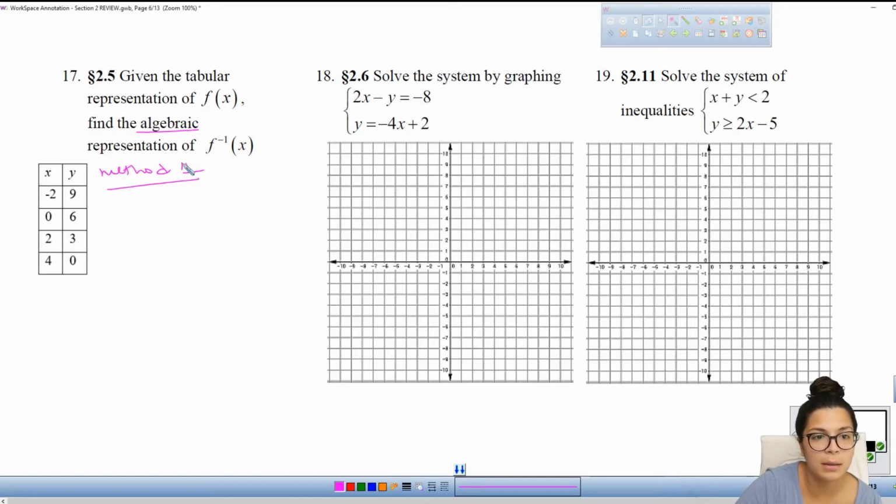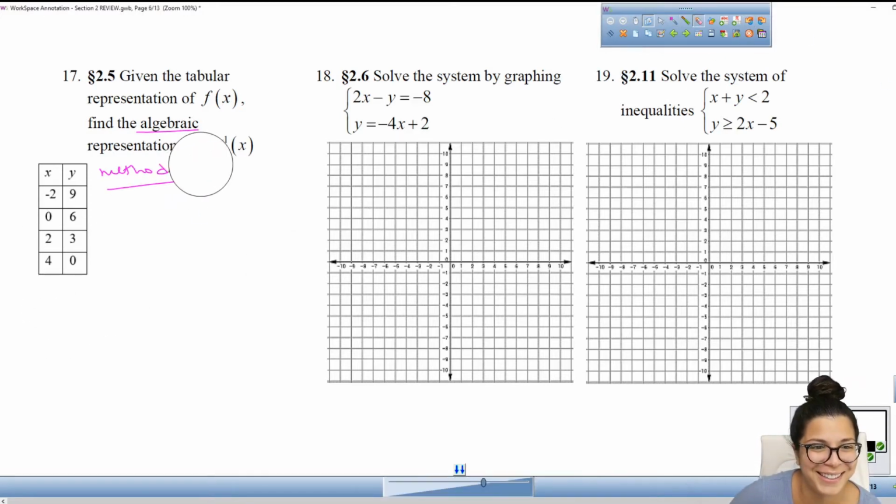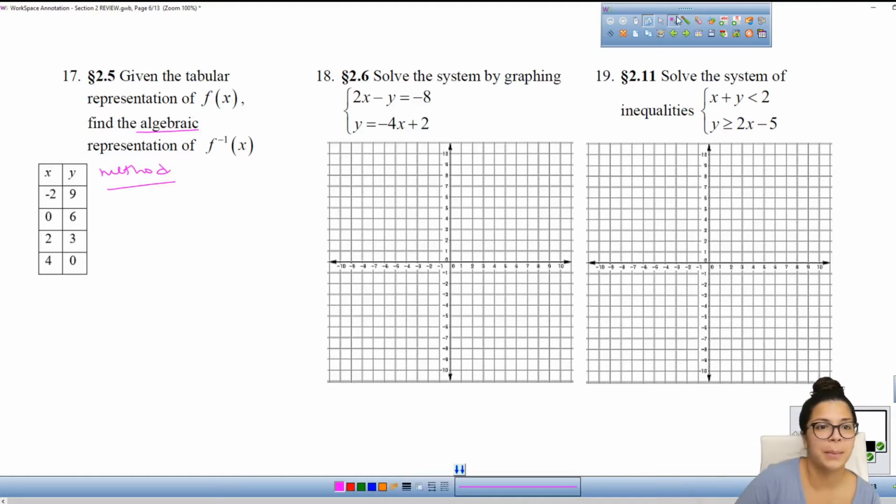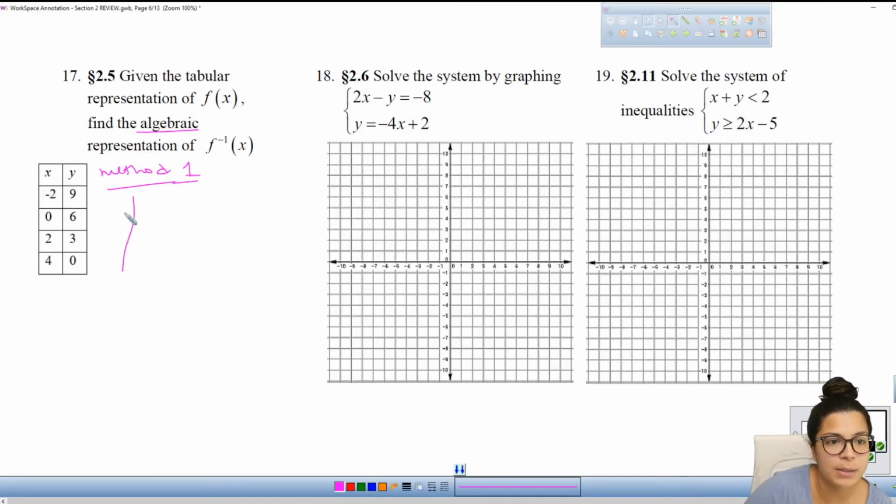Method 1, let's do where we switch the table first. That one doesn't look very good. All right. So method 1. Okay, let's switch around and do the table first.